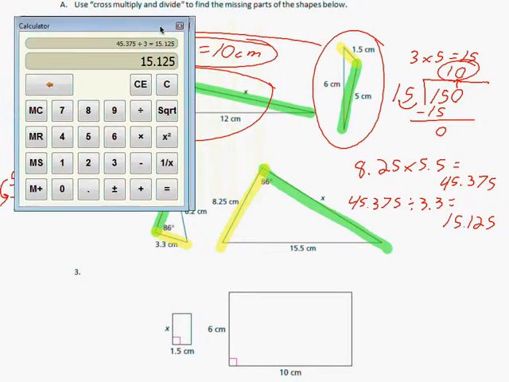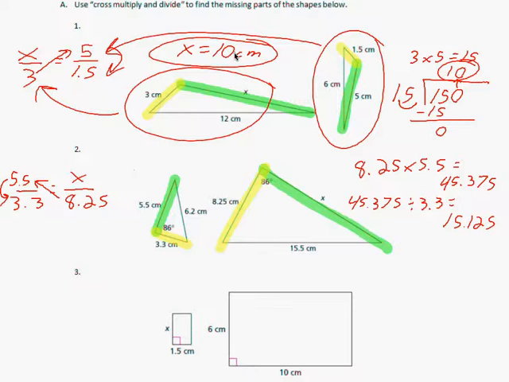So, don't forget to do what you did up here. Mark and label your answer. X equals 15.125. And I'm not quite done yet because I don't have the centimeters there. And once I put centimeters, then the answer is correct.